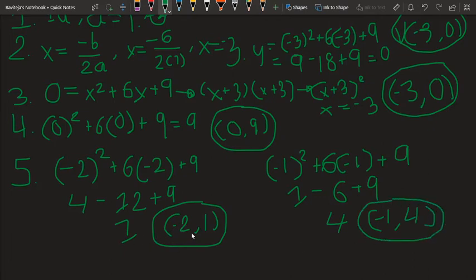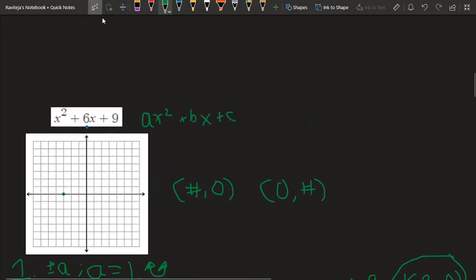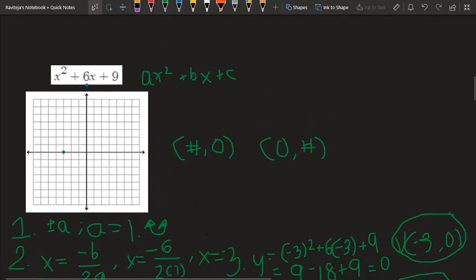So let's put these 2 points on the graph first. We have one at negative 2 comma 1, and we have another at negative 1 comma 4. Now remember what I was saying earlier about the symmetry. Since we have a point at x equals negative 2 and 1, and since our parabola is completely symmetrical, we would also have a point at negative 4 comma 1.